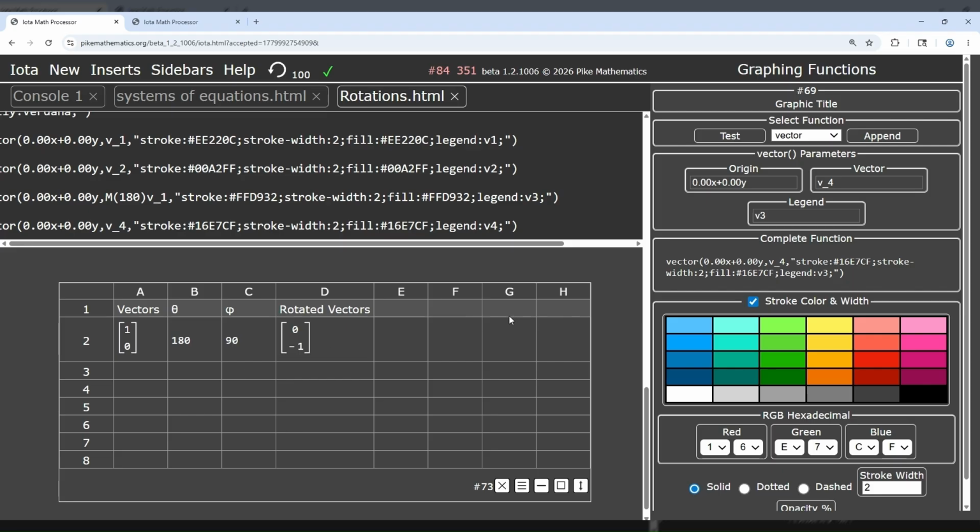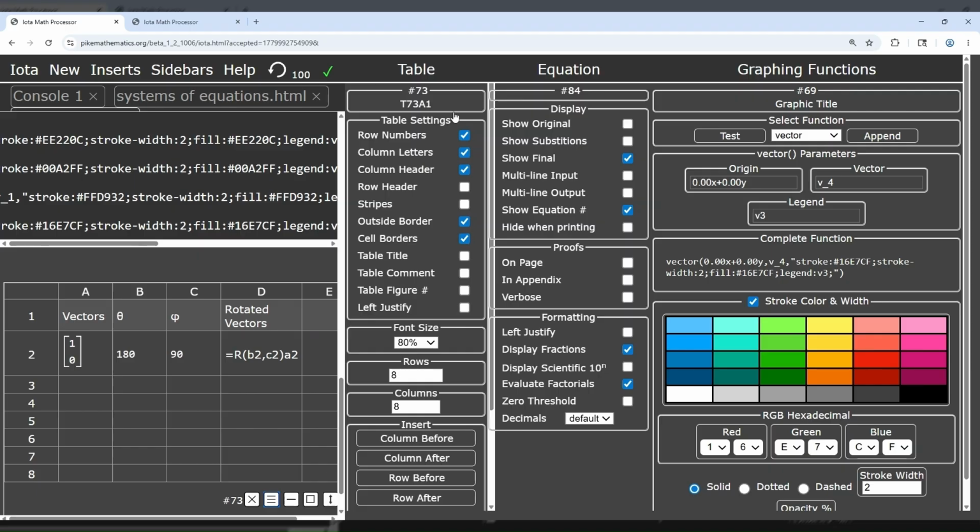Let's graph that one. What I want to show you is that if you click this little settings box right here, these are the settings for the table. If I click into the cell, it tells me that cell is T73D2. I'm going to go over here and graph that. I can just make a cell reference and graph that as well. So T73D2.